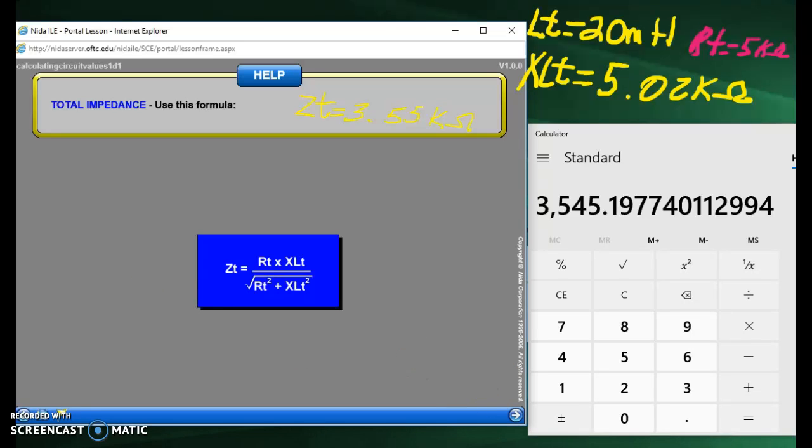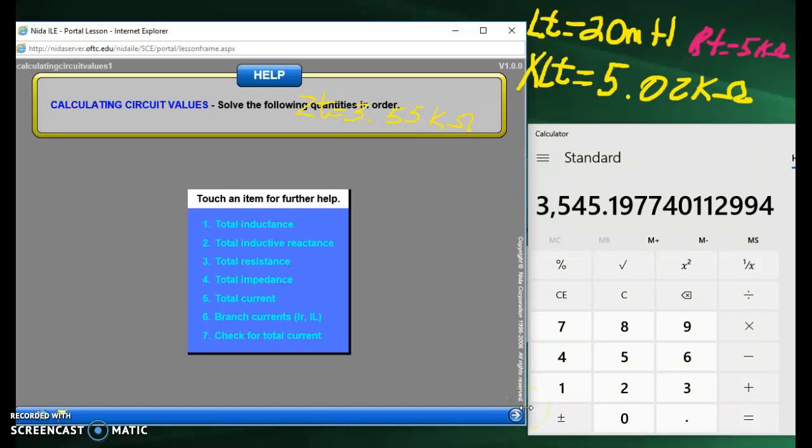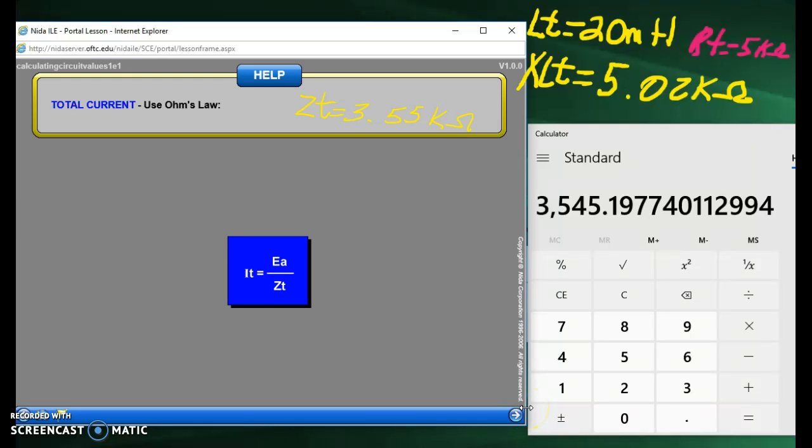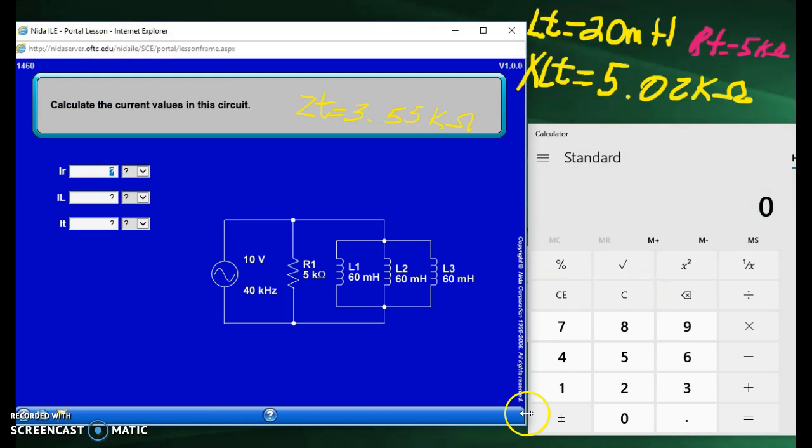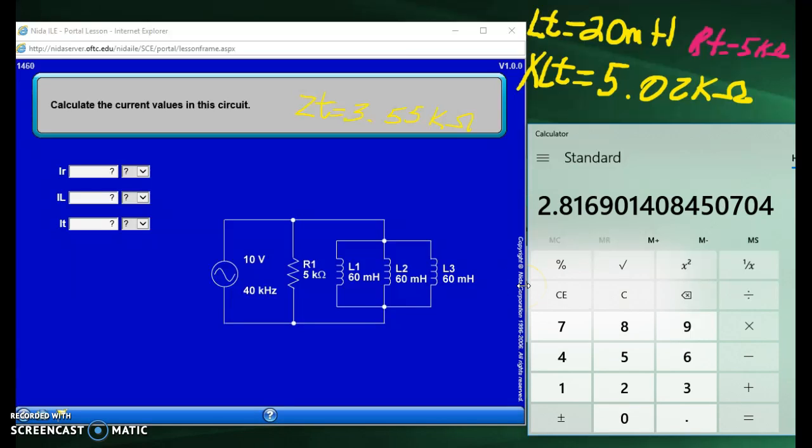We just calculated ZT. We've got it written up top. So that was total impedance. Our next one is total current, EA over ZT. So let's go back. Our E applied is 10 volts. 10 divided by ZT, which is up here, and we know it's going to be in milliamps, 3.55, equals 2.8 milliamps.